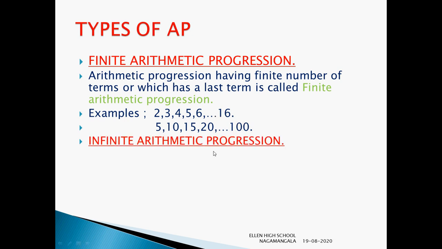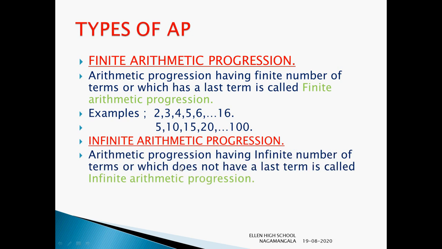One more type is the infinite AP. That means we don't have a last term in the sequence. That is called an infinite AP. See the example: 1, 3, 5, 7, and then dots. There is no last term. If there is a last term, it means finite AP. If there is no last term, it means infinite AP. One more example: 12, 14, 16, with common difference 2. But here also we don't have a last term. That is an infinite AP.